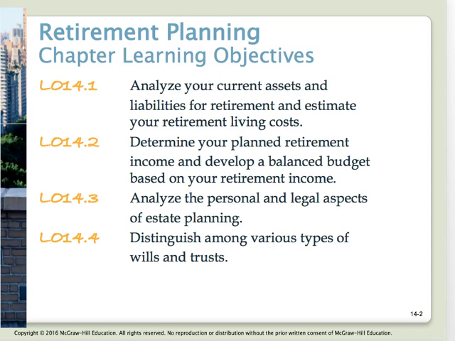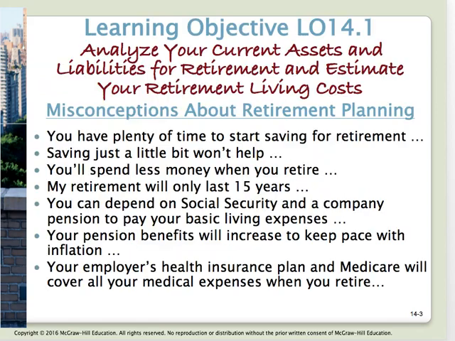And learning objective number 4, distinguish among various types of wills. So we'll look at the 4 basic types of wills and the different types of trusts. So let's get started by looking at learning objective number 1. Analyze your current assets and liabilities for retirement and estimate your retirement living costs.